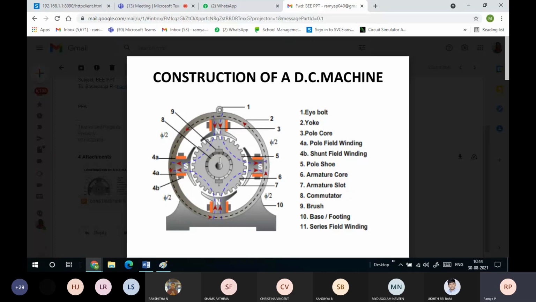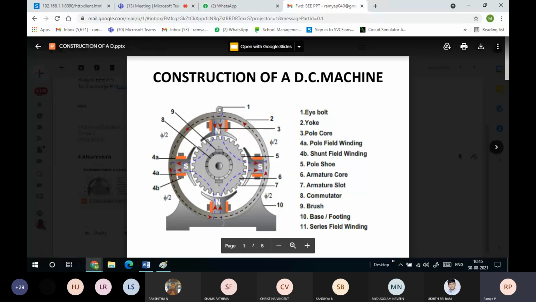And we have the footing. The footing is the base. The base has to be provided in a proper way, because whenever this generator starts moving, the armature winding is moving, and the continuous flow of charges takes place, which leads to harmonics or vibrations. These vibrations and harmonics have to be reduced, which means the base should be proper. The footing of the generator should be very proper.